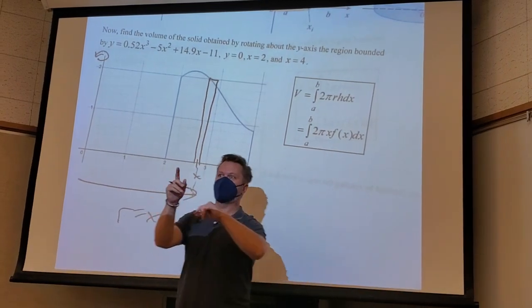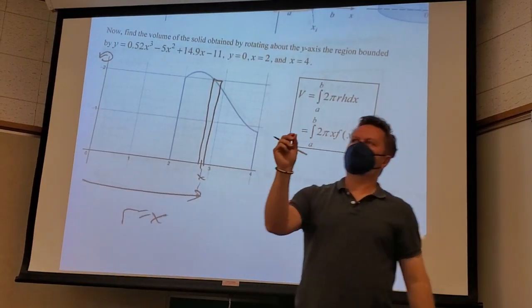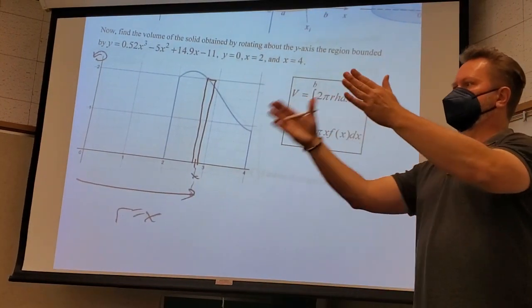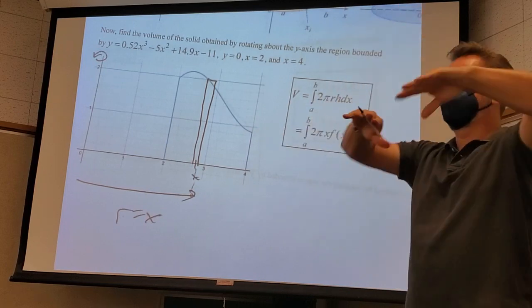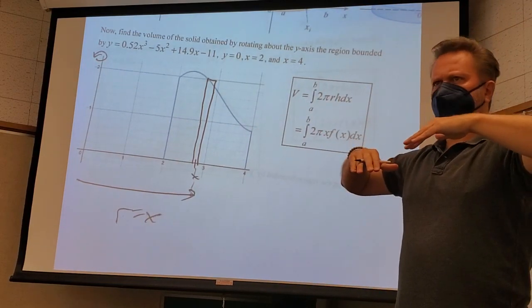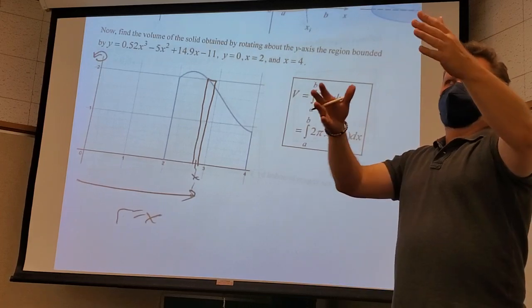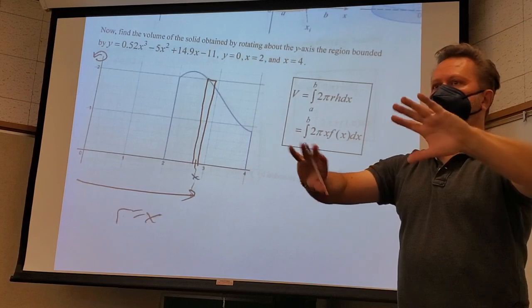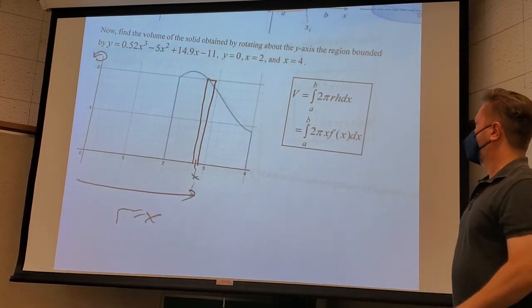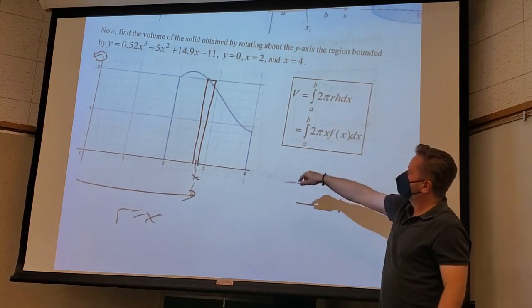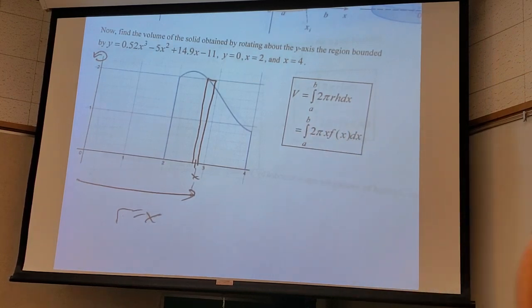The only time the radius won't be x or y for shells is if the axis is not the x or y axis. It's off axis. Does that make sense? If you're rotating around the x-axis or the y-axis, shells will have x or y just sitting there for R. It's beautiful, right? Now coming back, what's the height? The height is going to be f of x, right? So let's put this thing together.